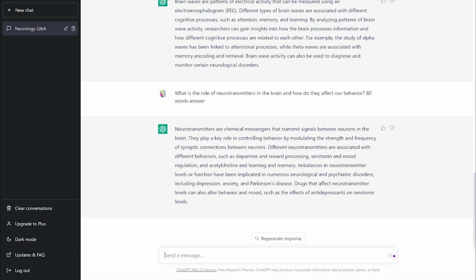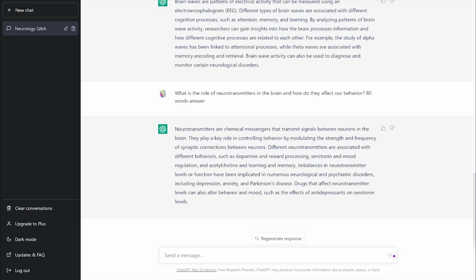Different neurotransmitters are associated with different behaviors, such as dopamine and reward processing, serotonin and mood regulation, and acetylcholine and learning and memory. Imbalances in neurotransmitter levels or function have been implicated in numerous neurological and psychiatric disorders. Yeah, that's totally true, including depression, anxiety, Parkinson's disease.